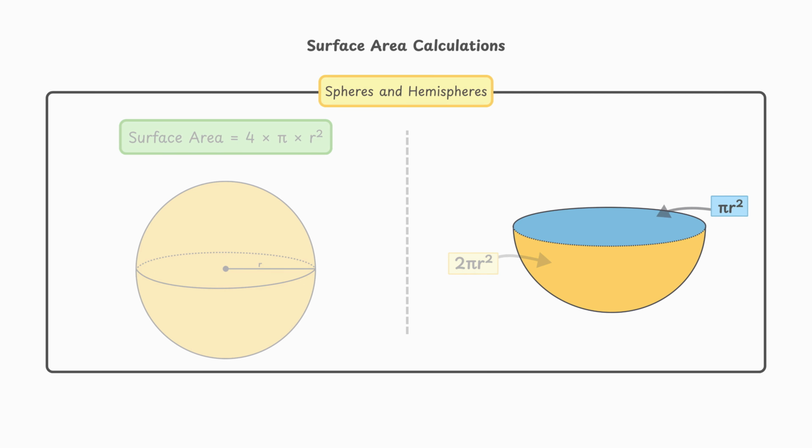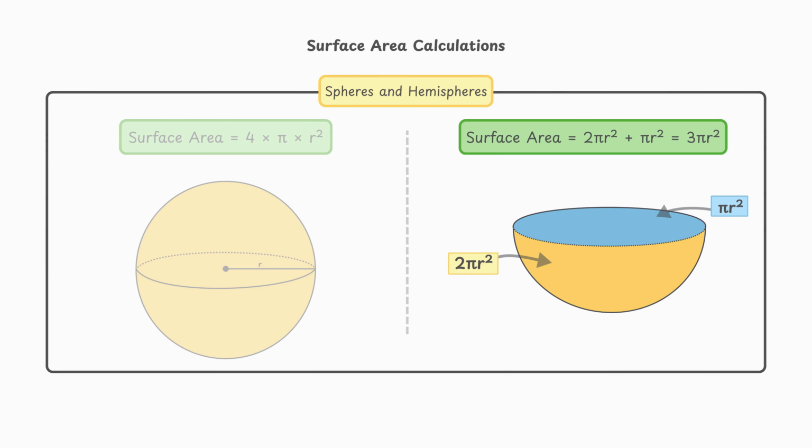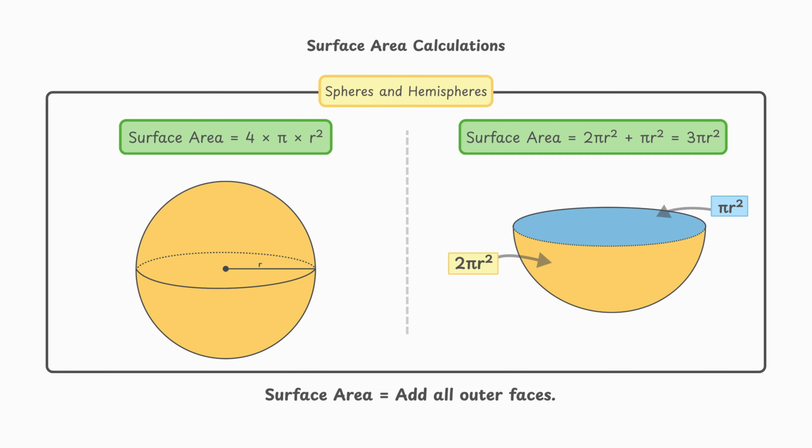Second, it has a flat circular face at the top. Because this face is a circle, we use the circle area formula, pi r squared. So for the total surface area of a hemisphere, we add the curved surface and the flat circular face. That gives us 2 pi r squared plus pi r squared. So the total surface area of a hemisphere is 3 pi r squared. The key idea is surface area means adding all the outer faces. For a sphere, there is only one curved outer surface, while for a hemisphere, we add the curved surface and the flat circular face.